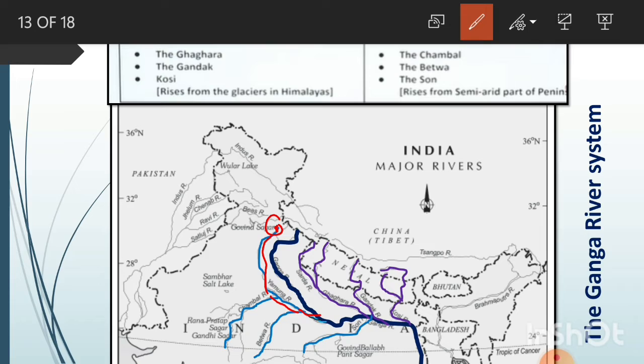Ghaghara and Gandak, Kosi rise from the Nepal Himalaya. This is the Nepal Himalaya. They are the rivers which create floods every year in the northern plain, causing widespread damage of life and property because they bring a huge amount of sediment from the Himalayas, but they enrich the soil for extensive agricultural land.